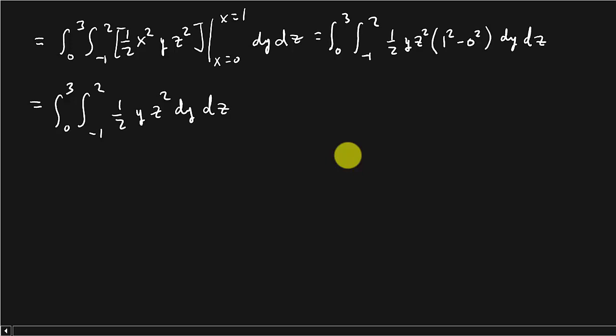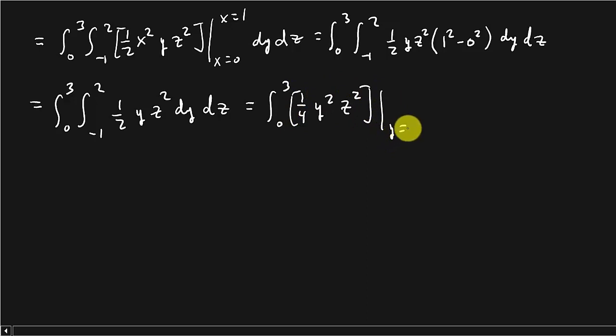Now let's integrate with respect to y. And so this is going to be 0 to 3, and then integrating with respect to y, the 1/2 and the z squared, those are like constants. So integrate y, that's going to be 1/2 y squared. So 1/2 times 1/2 is 1/4 y squared z squared, and that's going to be y equals -1 to y equals 2 dz.